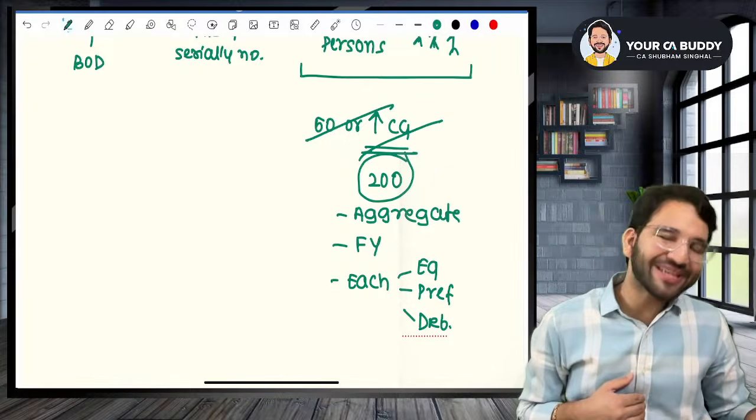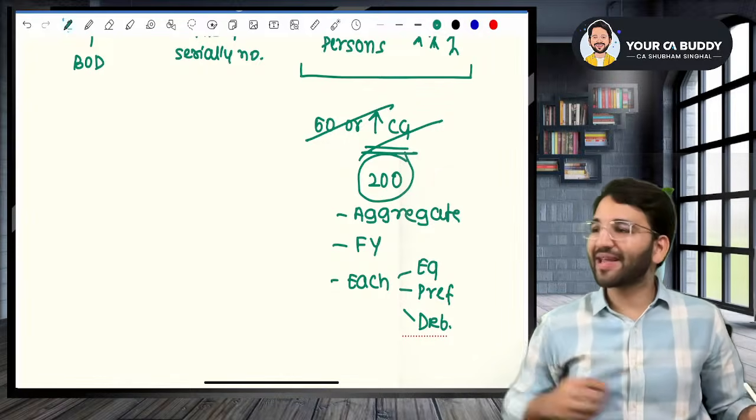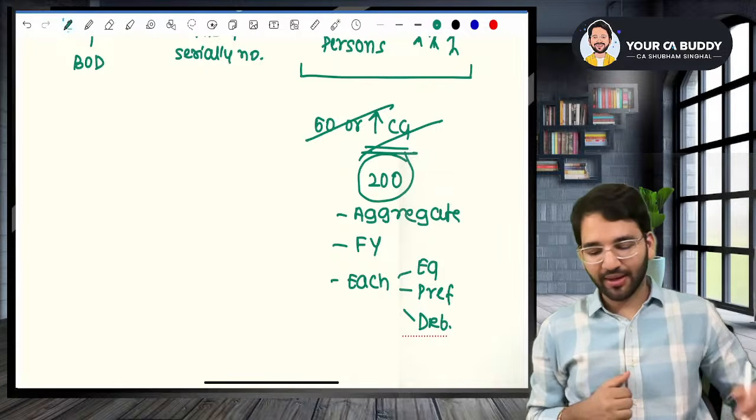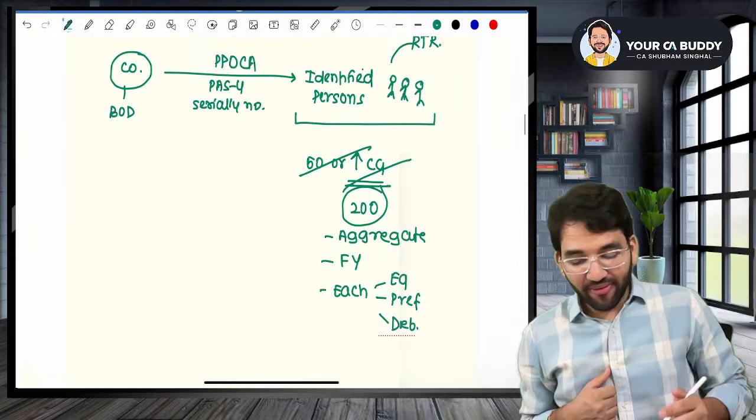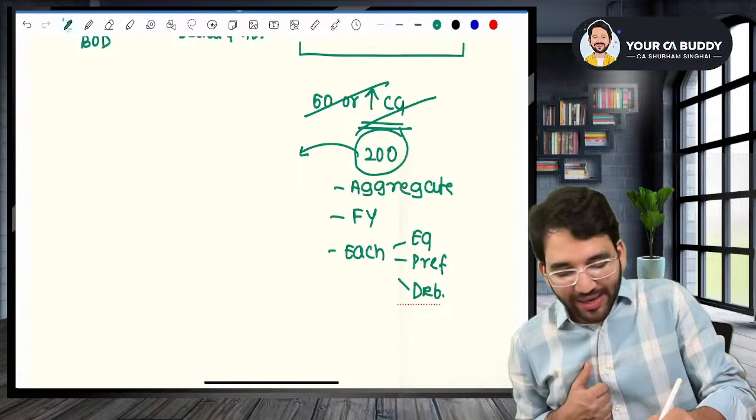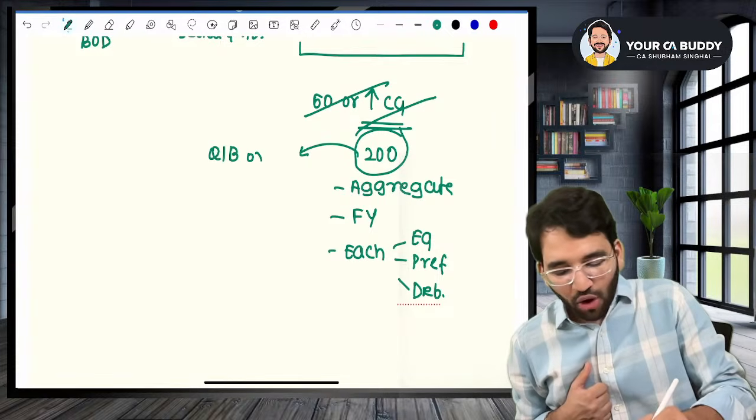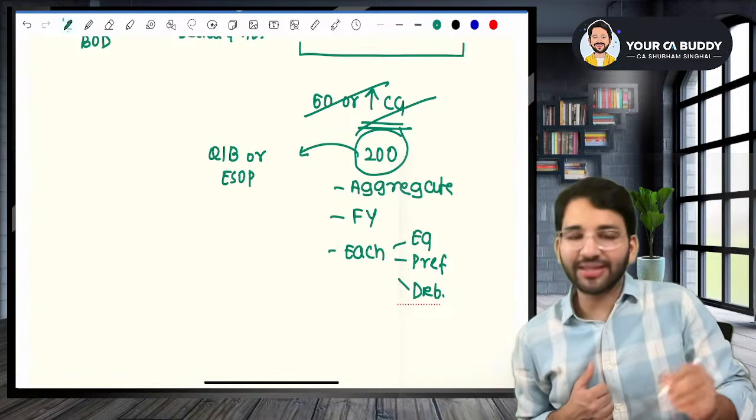And this limit is an aggregate for a financial year. Please listen to me very carefully. You can issue to a maximum of these persons. After that, listen to me very carefully. Sir, when you're calculating the limit of 200, you will exclude qualified institutional buyers, or you will exclude the persons who have received shares in ESOPs.